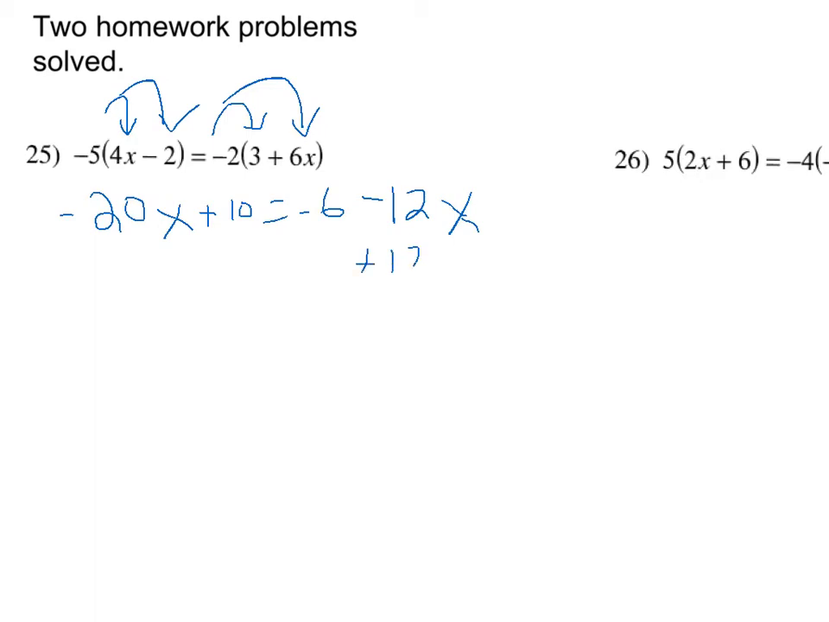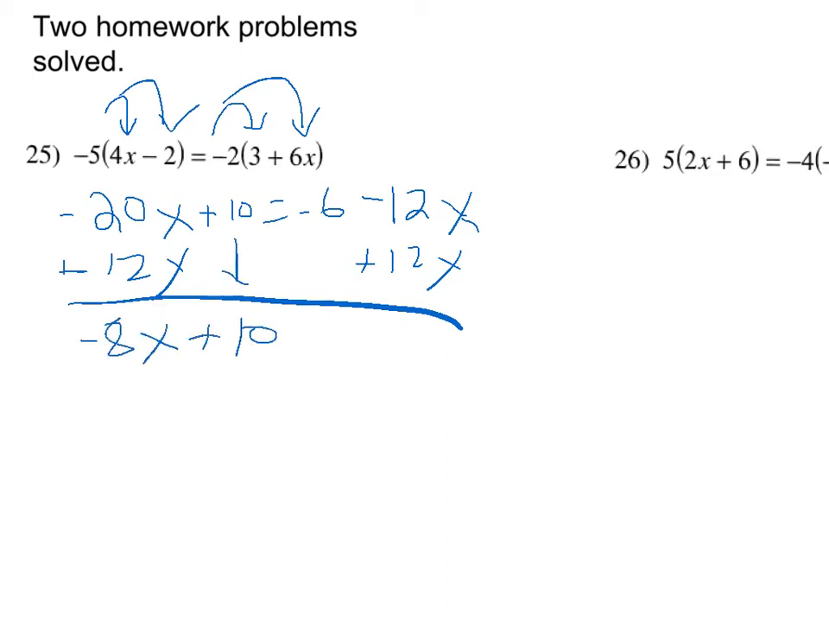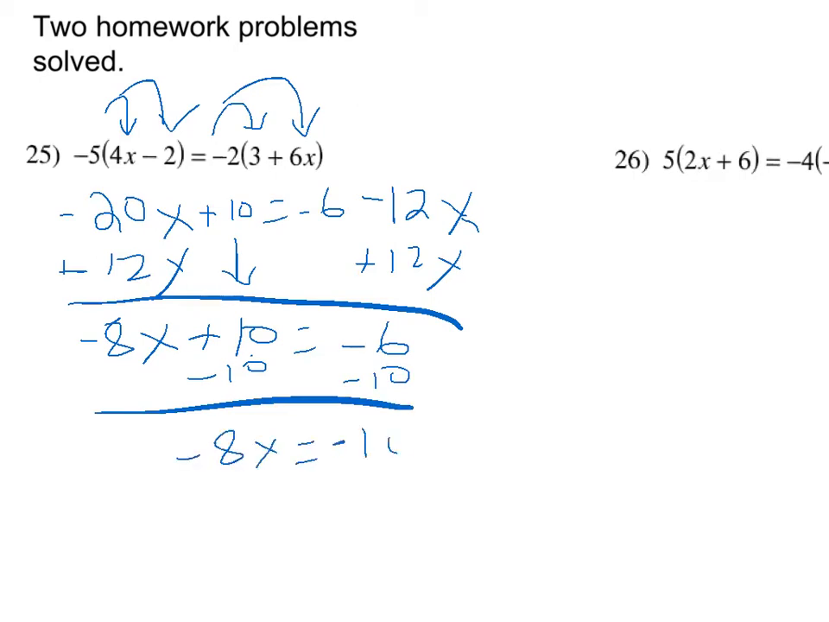I'm going to add 12x to both sides. This means I'm going to collect all the x terms on the left because I'm eliminating them from the right. -20x plus 12x is -8x plus 10. Bring the 10 down. Equals -6. Then to move the 10 to the right side, we should subtract 10 from each side. -8x equals -16. Divide each side by -8. X equals 2. That was one homework problem.